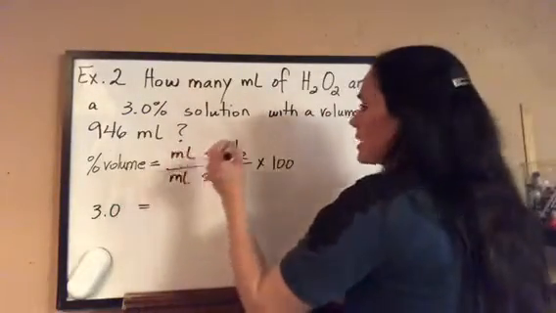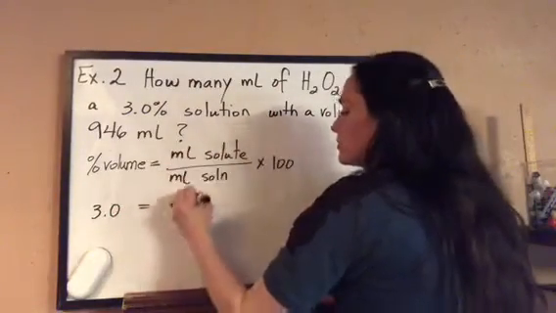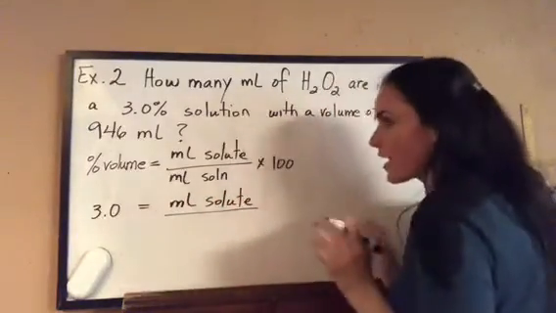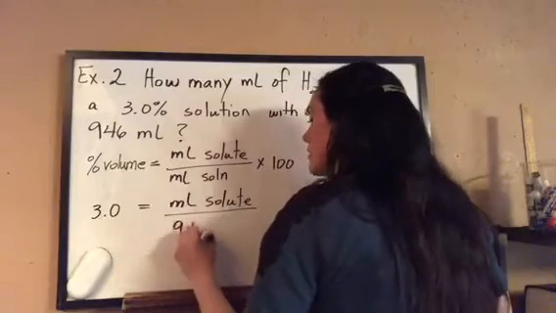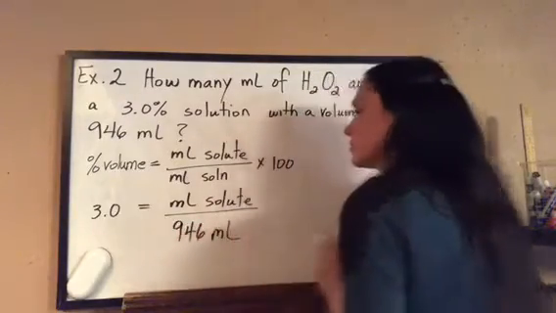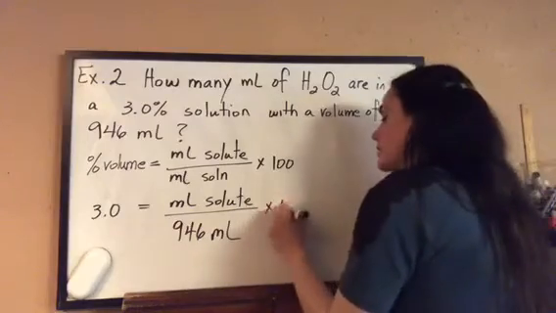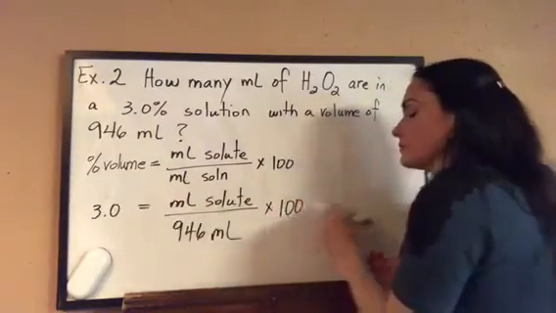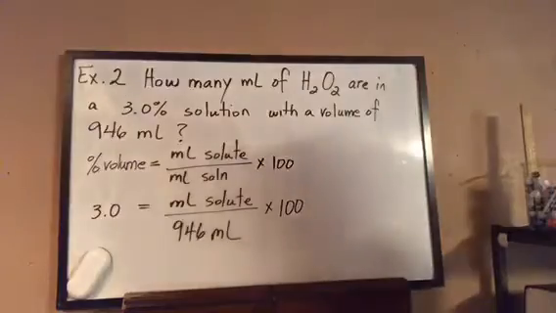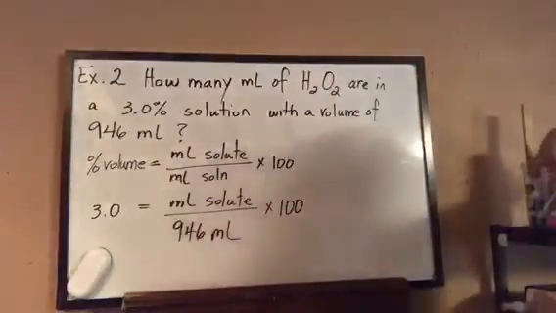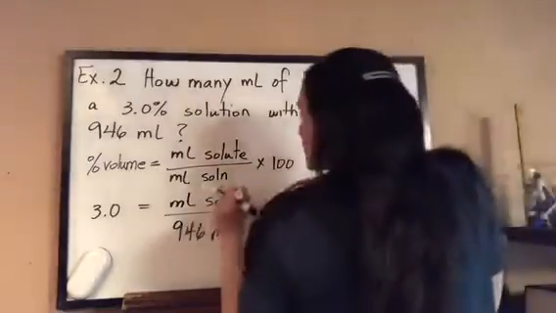And we know that the amount of solute is our unknown. That's the amount of hydrogen peroxide we want to calculate. We know that the total solution is 946 milliliters, and we know we got that 3%. Ultimately, we had to multiply by a factor of 100. This is what we want to solve for.